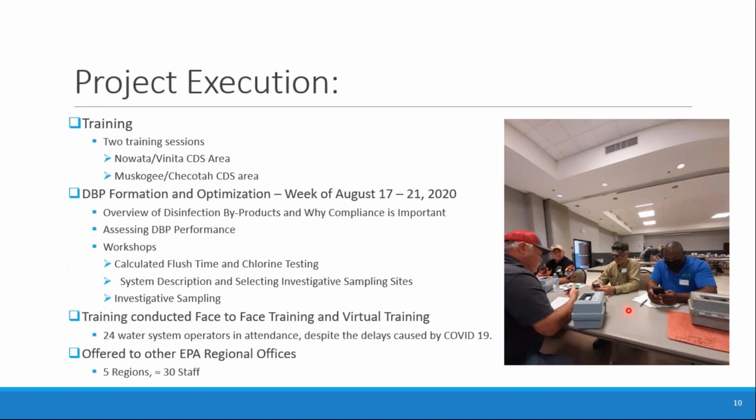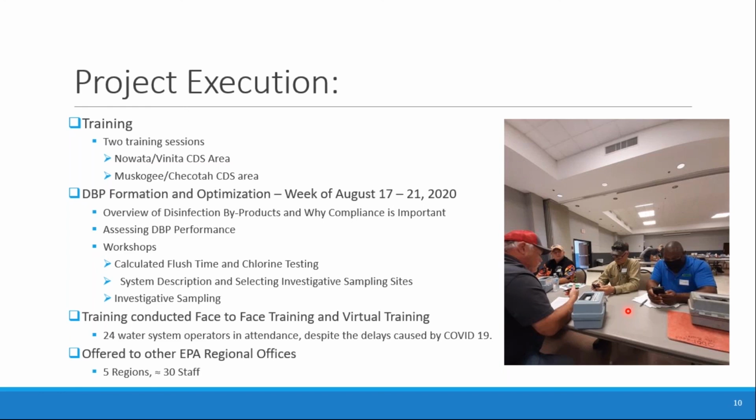So the first workshop was on calculated flush time and chlorine testing. Most operators, when they take a chlorine residual sample, they might flush the lines. The number that we often hear is 5 minutes, or until there's a change in temperature in the water.